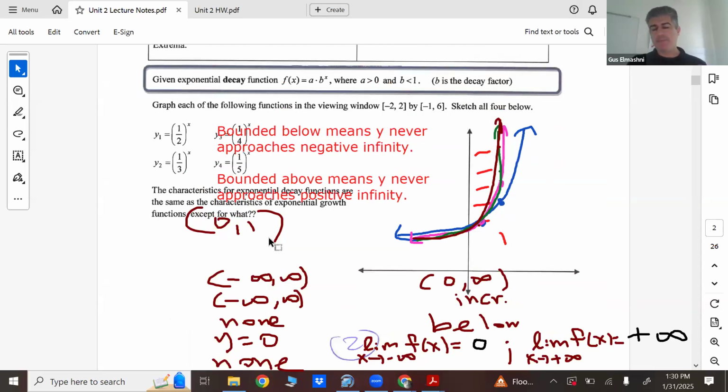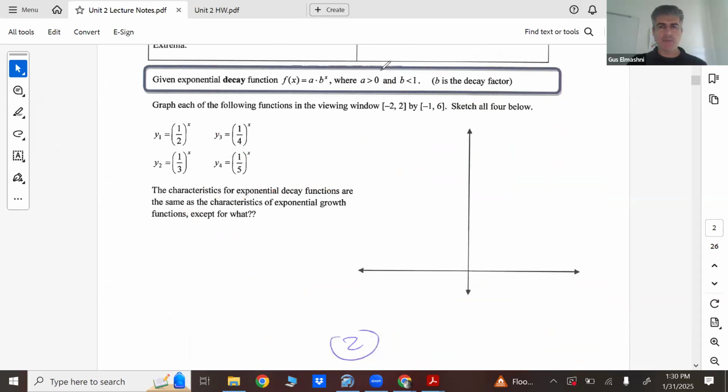Decay is not quite the opposite, but b is less than 1. Technically, b can't be negative, so I don't like that. It should really say 0 is less than b, which is less than 1. And they're going to look like this.